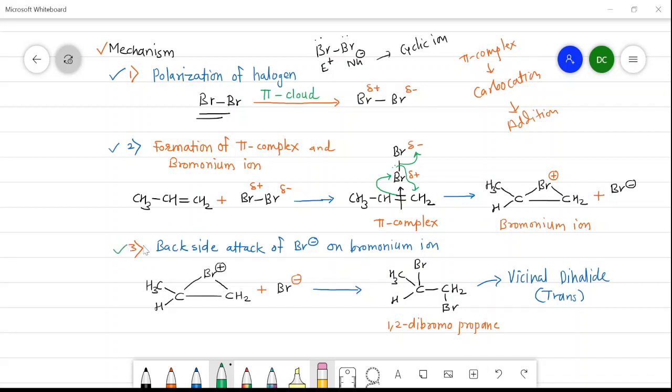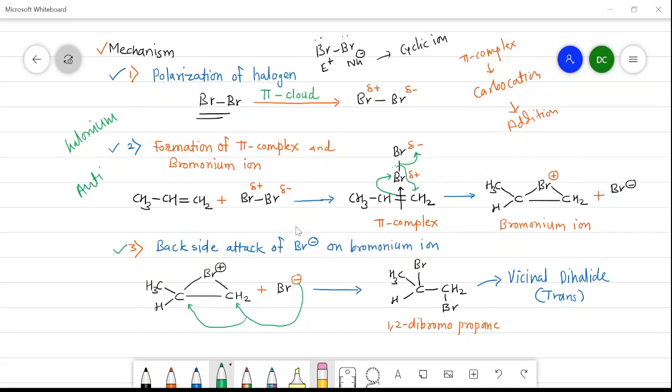And in the last step, this bromonium ion will react with the nucleophile, that is Br minus, and we get 1,2-dibromopropane. But this reaction involves the anti-addition of a nucleophile, that is this Br will attack from the backside of the bromonium ion on this carbon or on this carbon, and we get a trans vicinal dihalide. So in the mechanism, two key points are there: formation of halonium ion, and second one is the anti-addition.